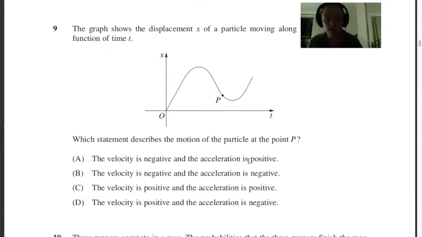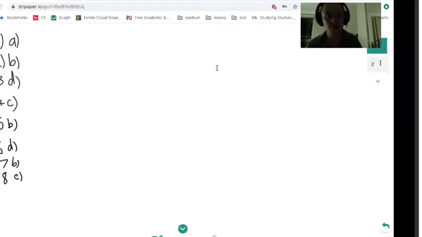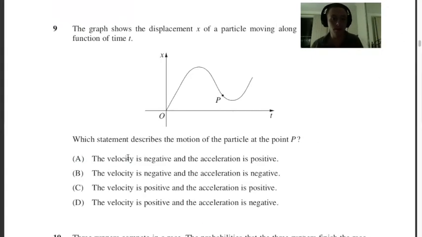It's either A or C. Although acceleration is positive, the particle is moving down. And so since it's moving down, the velocity is in fact negative. So we're looking for negative velocity, positive acceleration. The velocity is negative, acceleration is positive, so we're going to go with 9A. And let's have a look.